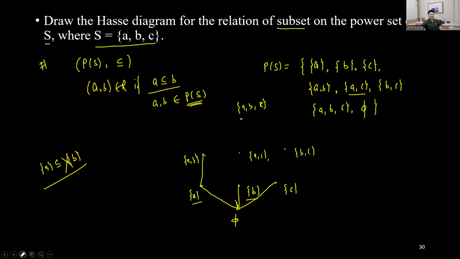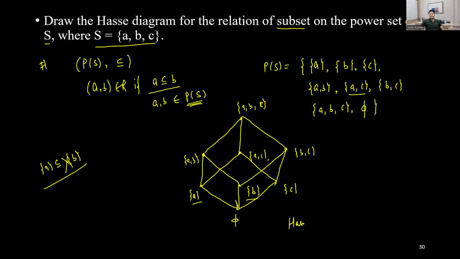So what I am exactly doing is connecting them layer wise. A is a subset of AB, yes. A is a subset of A comma C, yes. A is a subset of B comma C, no. I will not connect it with the upper layer ABC because when I connect AB to ABC, A to ABC will become transitive. Now B is a subset of AB, B is a subset of BC, C is a subset of BC, C is a subset of AC, AC is a subset of ABC, BC is a subset of ABC. Now, this is the Hasse diagram of the given poset.